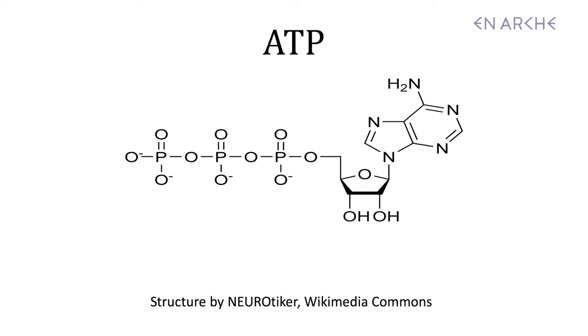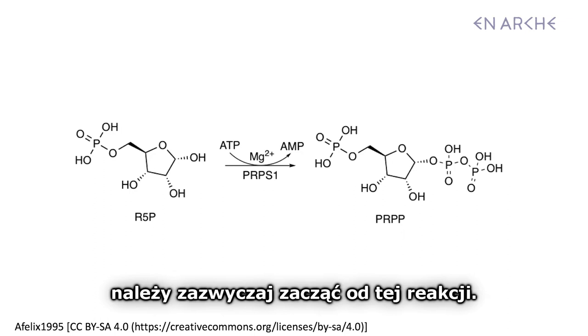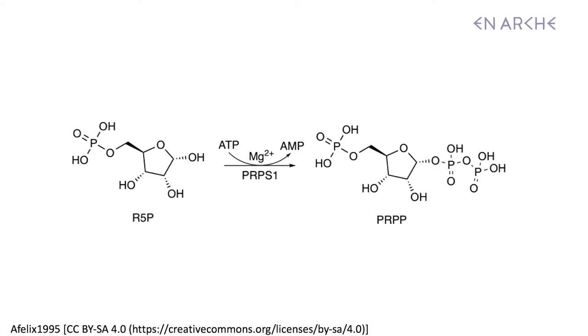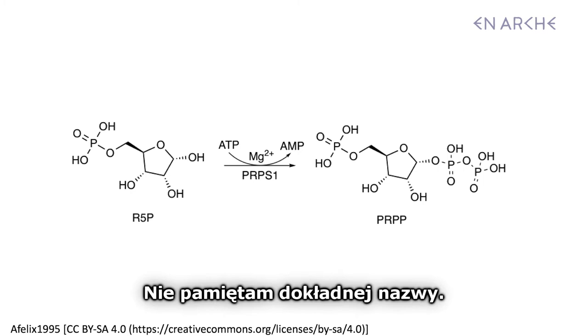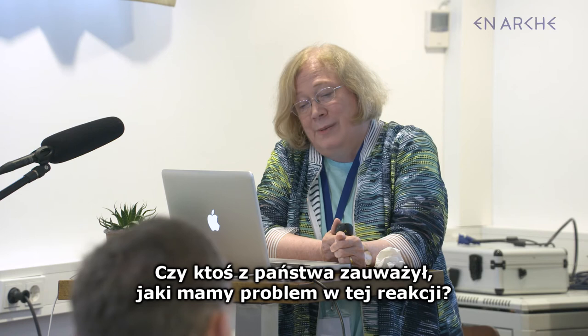And in the cell, the pathway to make ATP is traditionally thought of as starting with this reaction: ribose 5' phosphate receives two phosphates by transfer from ATP to become PRPP. And I'm not going to remember the name of this. Biochemists, can anybody tell me what PRPP stands for? No? Okay, that's good. All right, so have you noticed anything about this reaction? What's the problem here? You're making ATP and you're starting out by using ATP.